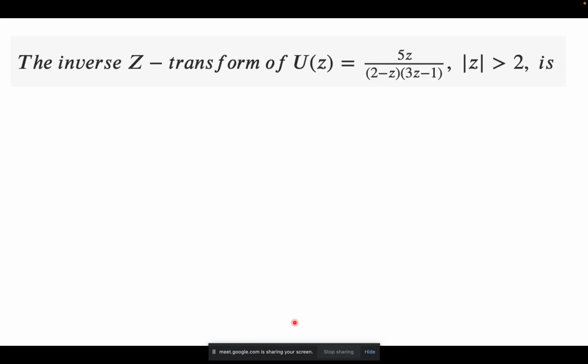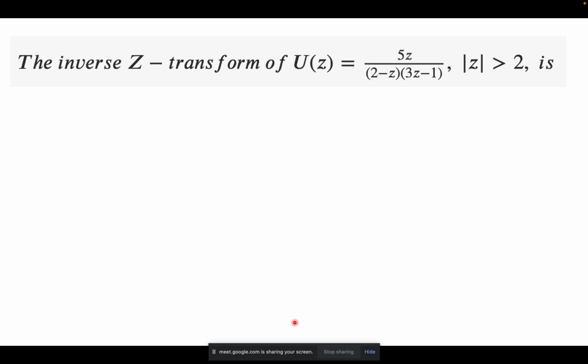So here you are given some U of z. Now you are given the z transform of some sequence, right? Which is given by U of z is 5z upon 2 minus z upon 3z minus 1, and you need to use the inverse z transform in order to find the sequence. So first the sequence was given, and you found the function by taking the z transform. Now some function is given and you need to find the sequence.